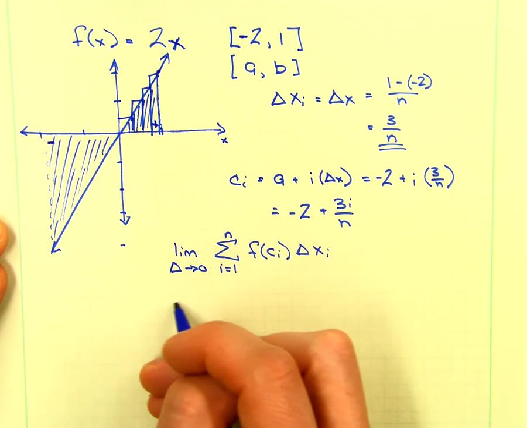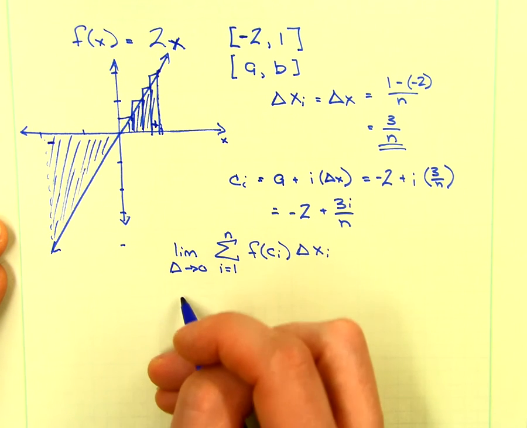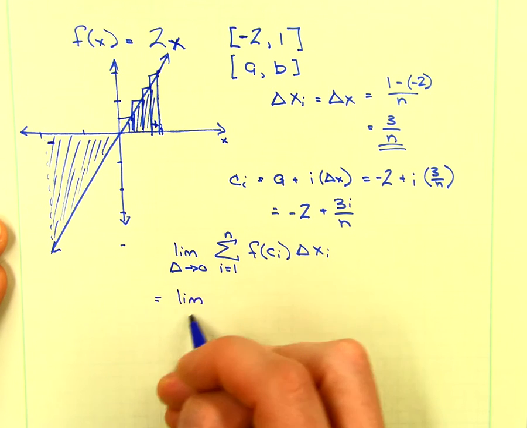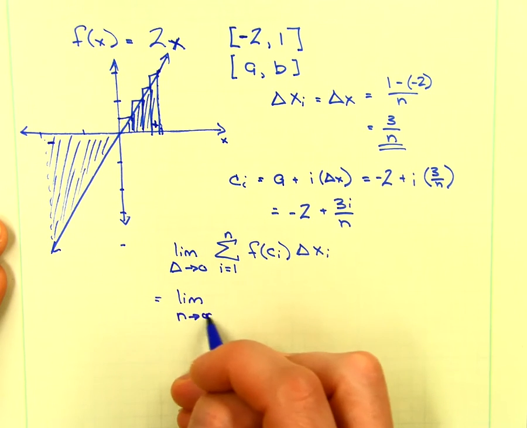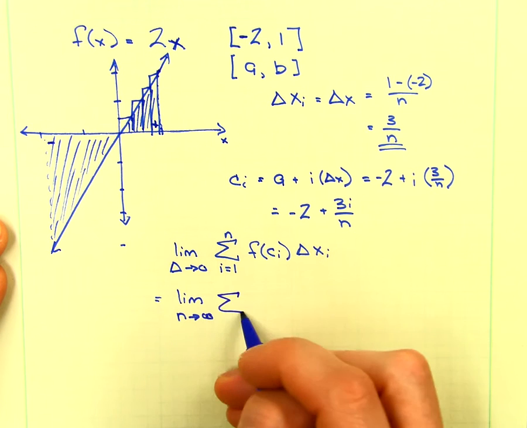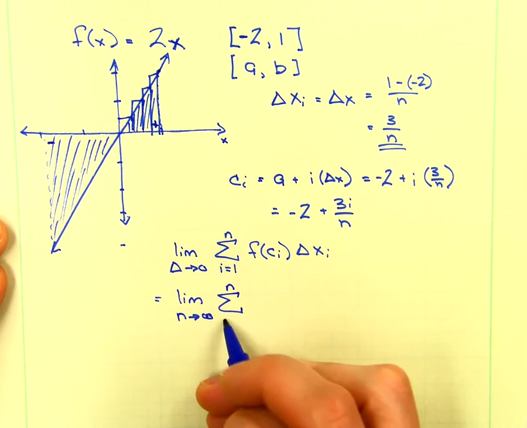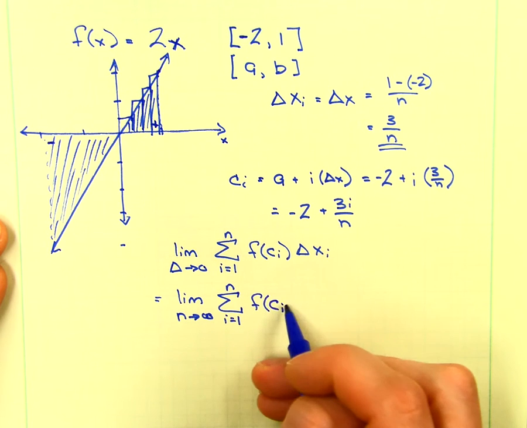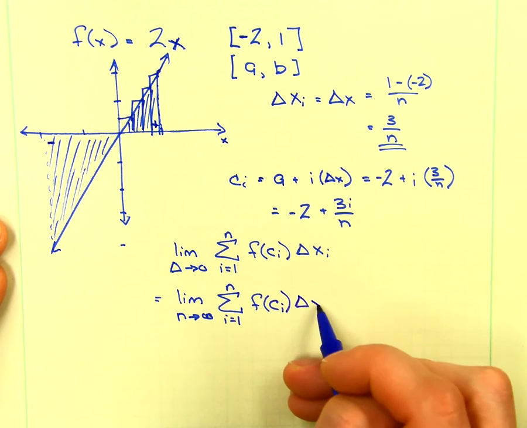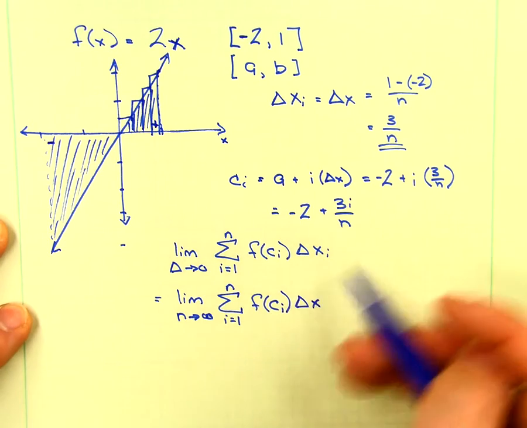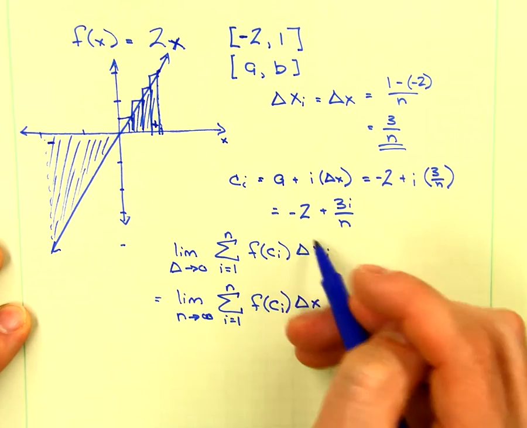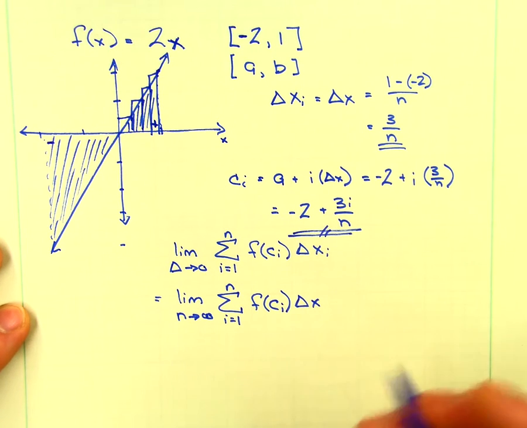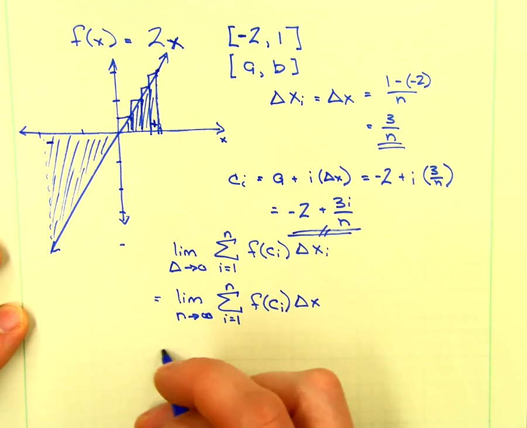Now if I'm going to rewrite it with n going towards infinity instead of delta going towards 0, then this is just going to be equal to the limit as n goes towards infinity of sigma, going from i equals 1 to n, f of c sub i delta x. Now I've got my c sub i right here, and I've got my delta x. So now all I need to do is just sort of plug these things in.